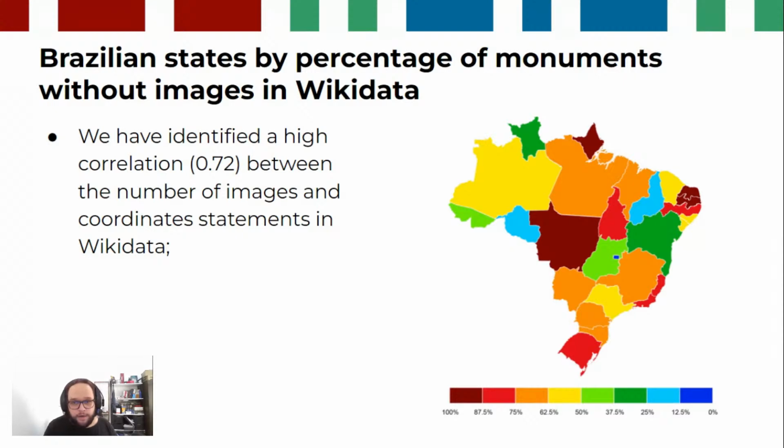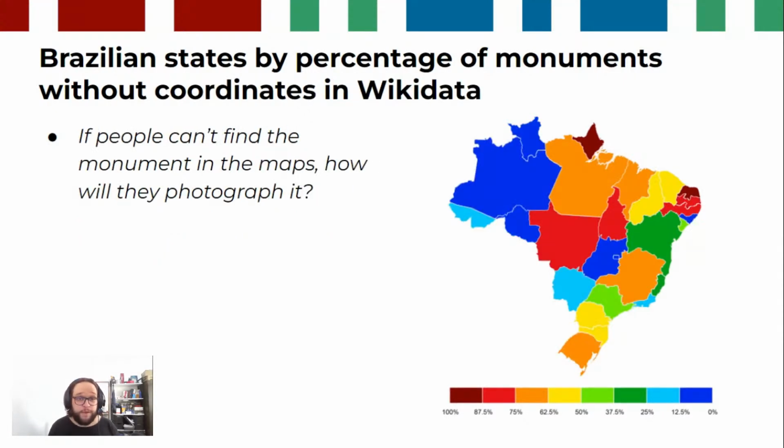available on Wikimedia Commons. So this raises the question: if people can't find the monument on the maps, how will they photograph it? This is a question that we need to ask in order to improve the contributions that are made in these photograph competitions.